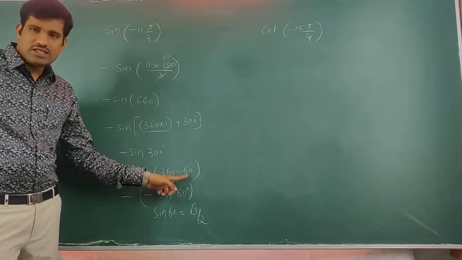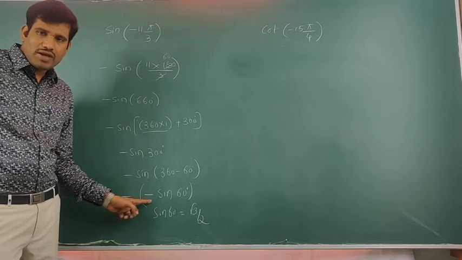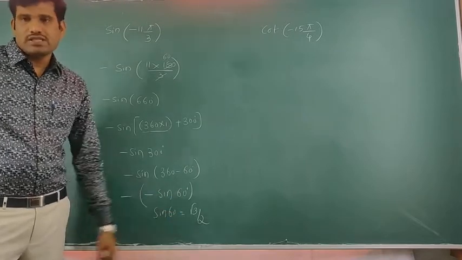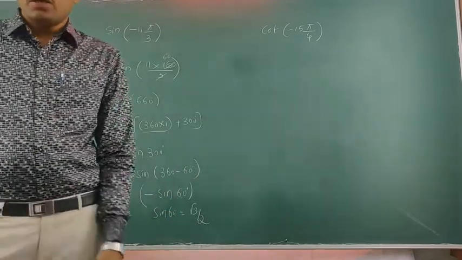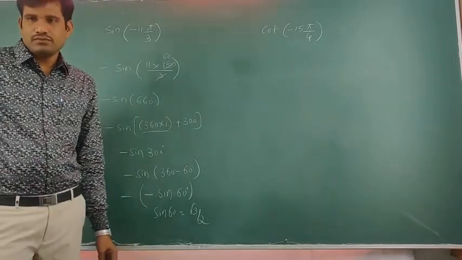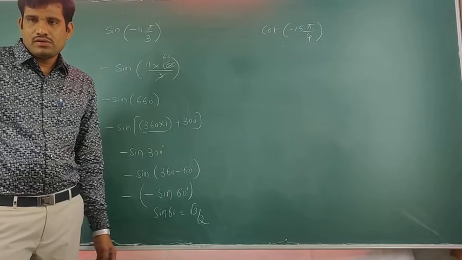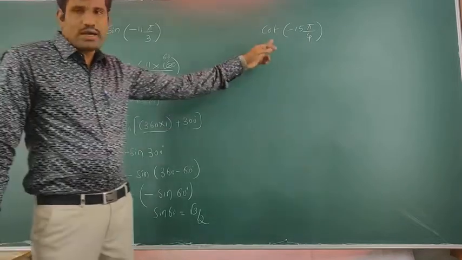What is sine of 360 degree minus theta? Minus sine theta. So already minus is there. Minus into minus plus, sine 60. What is sine 60 degree? Root 3 by 2. Is it clear, friends? Yes, sir. So next, try to solve this problem.